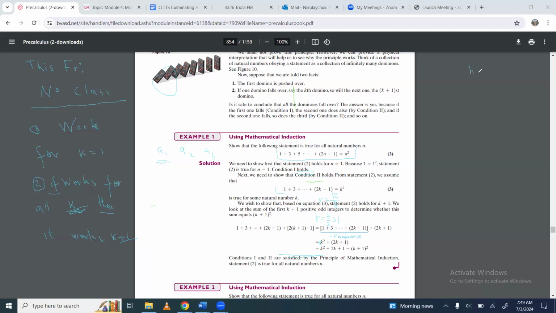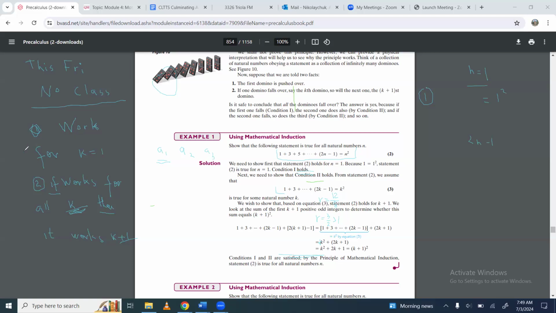So the method says test it for 1. So that's the first condition. It has to work for 1. How does it work for 1? Well, if n is 1, it's 1 squared, right? So what numbers should you add to get 1 squared? Well, you need to see what 2n minus 1 is, right? What would be the last number?